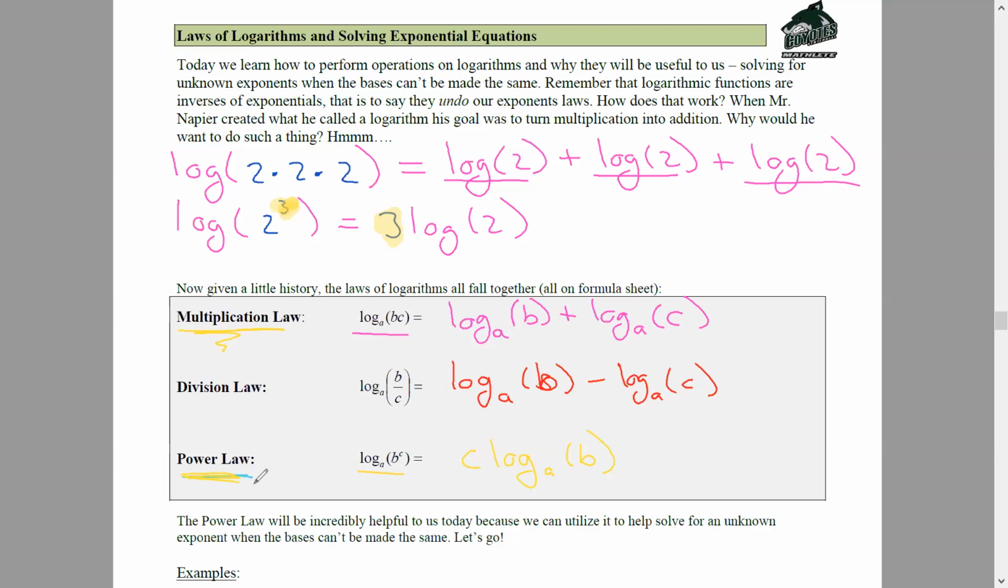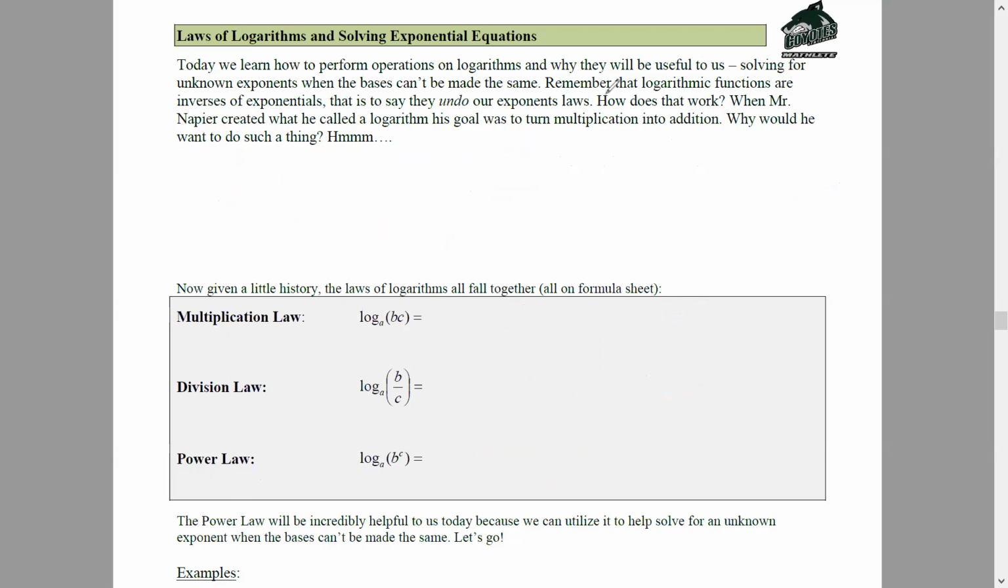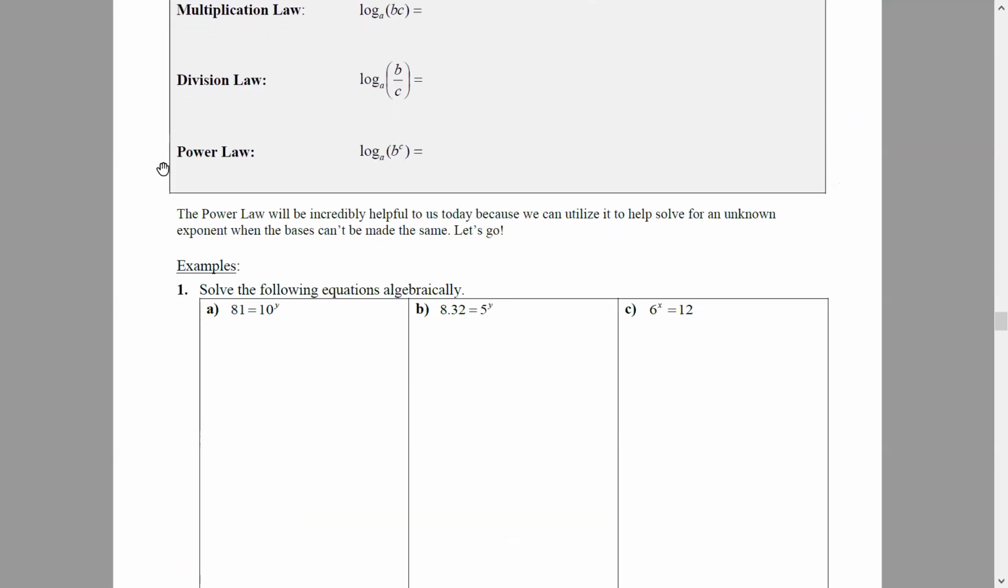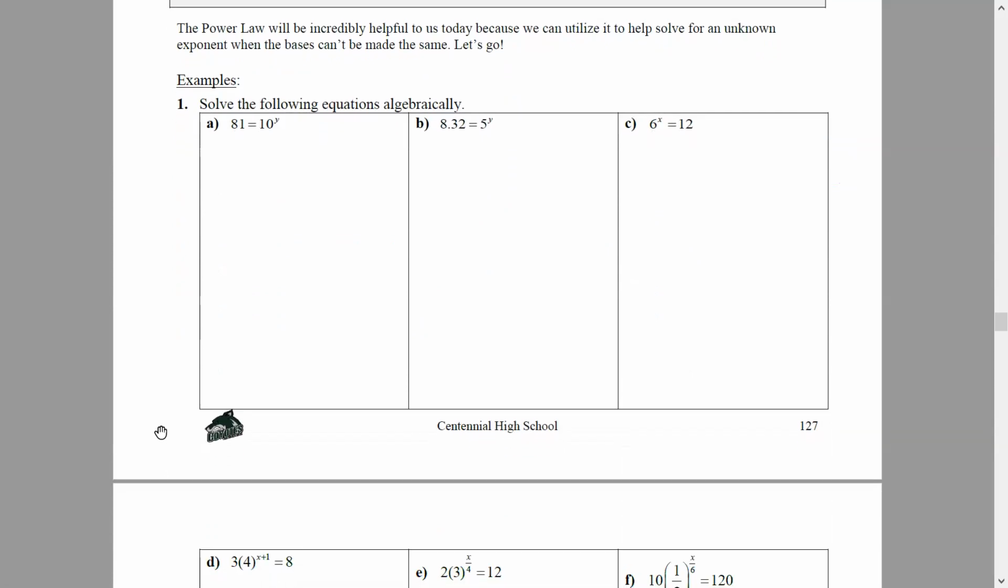These are all on our formula sheet. No need to memorize anything. Please, when you're working with logarithms, keep your formula sheet in front of you. Okay, I cannot stress that enough. Keep this formula sheet in front of you.